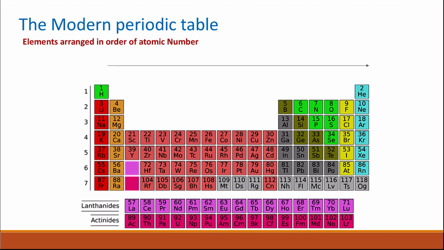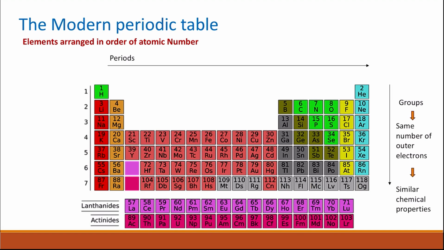In the periodic table, we have rows, which are called the periods, and we have columns, which are called the groups. The elements within the same group have the same number of electrons in the outer shell. This is why they have similar chemical properties, because the number of electrons in the outer shell governs the chemical properties of the elements.